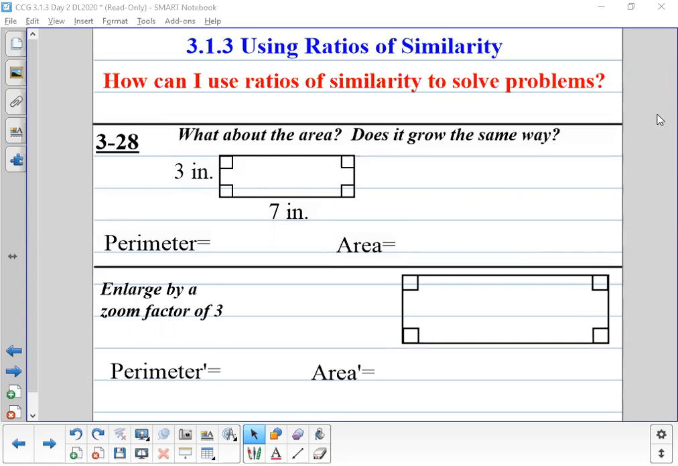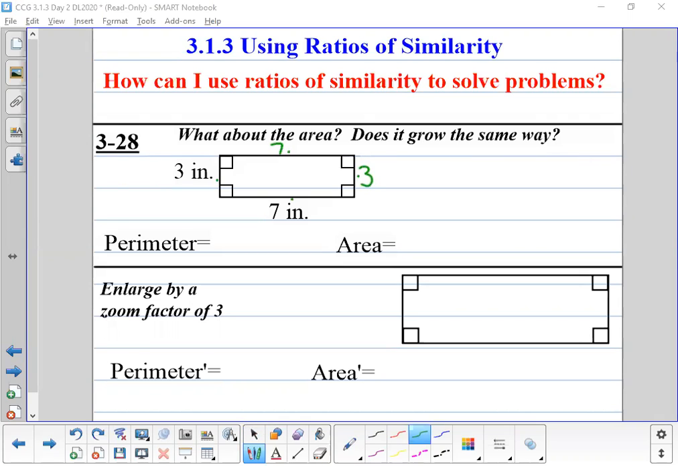We're going to talk about how the area and the perimeter change based on your zoom factor. So let's take a look at our original rectangle here, which had a base of 7 and a height of 3. To find the perimeter, we're going to add all 4 sides together, right? And since this is a rectangle, the opposite sides are going to be equal to each other. So that length would be 7 and this length would be 3.